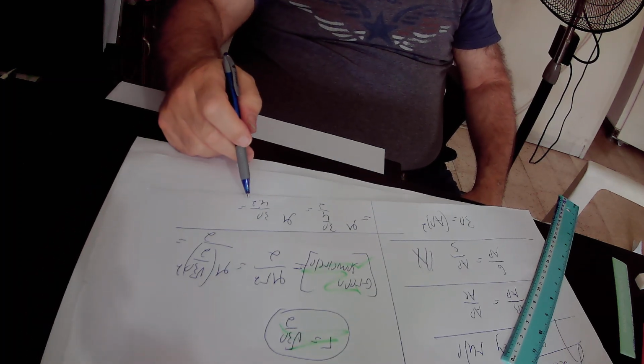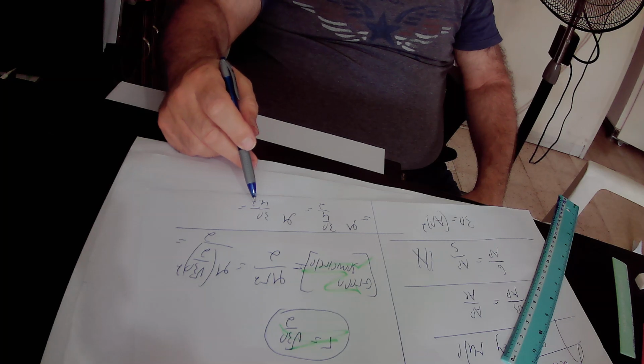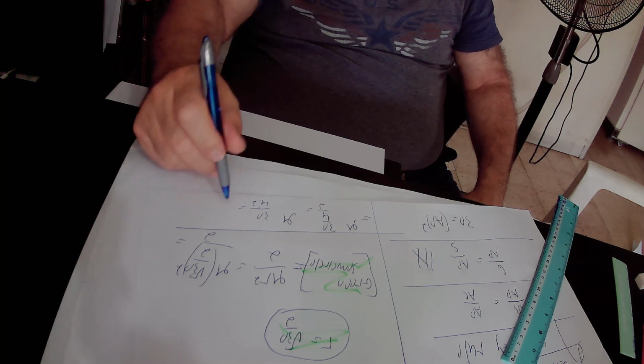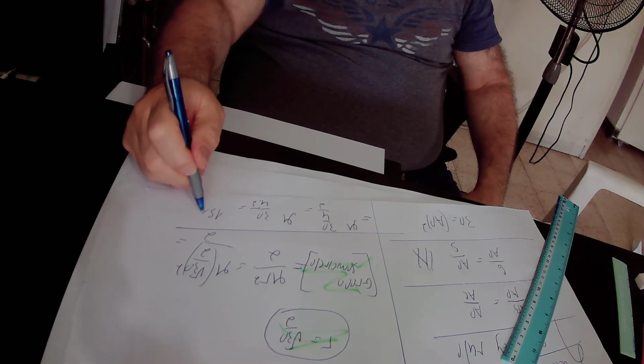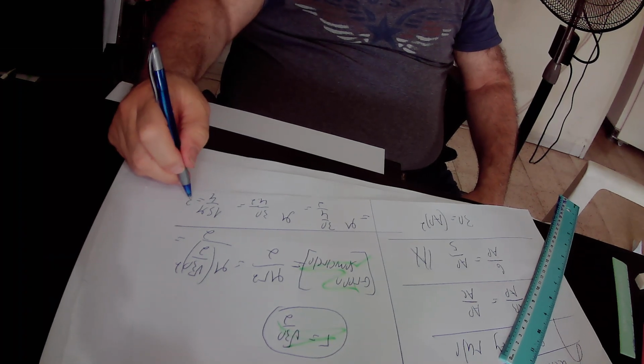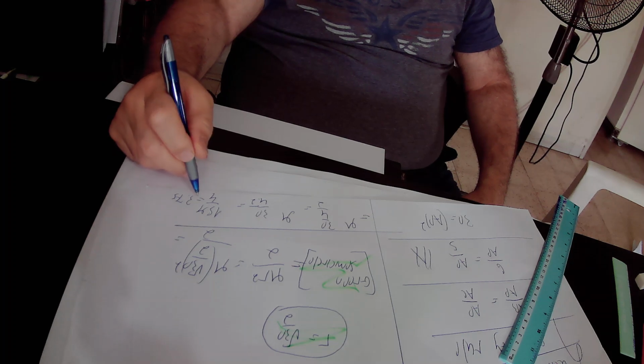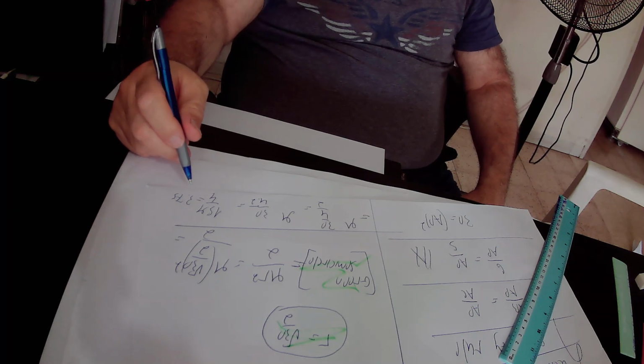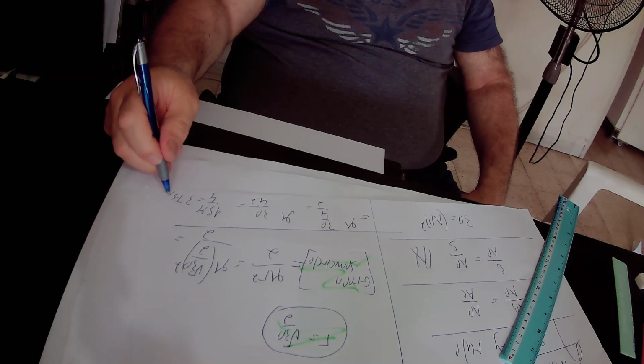Here 30 over 2 is 15. So in total this expression will be equal to 15 pi over 4 square units. 15 over 4 is 3.75. So in total this expression equals 3.75 pi square units.